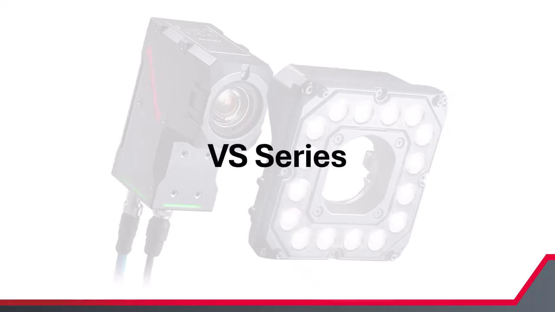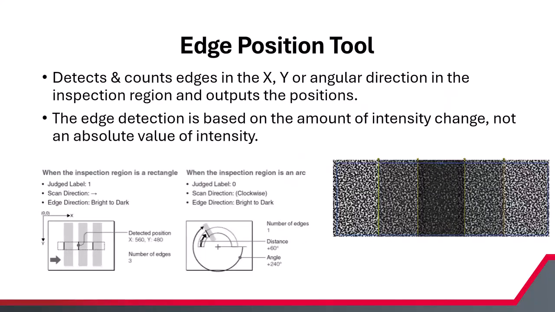VS Series, Edge Position Tool. The Edge Position tool detects and counts edges in the X, Y, or angular direction in the inspection region and outputs the positions. The edge detection is based on the amount of intensity change and not an absolute value of intensity.